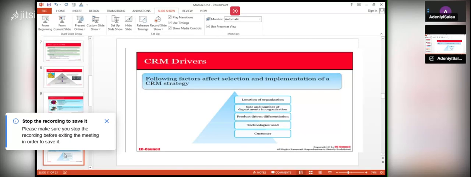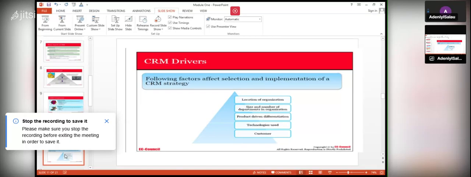Then the size and number of departments in the organization will also determine the type of CRM tools that you are going to adopt. If you have a large organization, then you need a large system. If you have a small organization, you go for a very small software. Then also you want to drive differentiation. You want your product to be different from other products that are available. That is also another aspect that drives CRM. Because you want to satisfy your customer, at times you may have to invest in tools and technologies that will allow you to do business from the customer perspective.